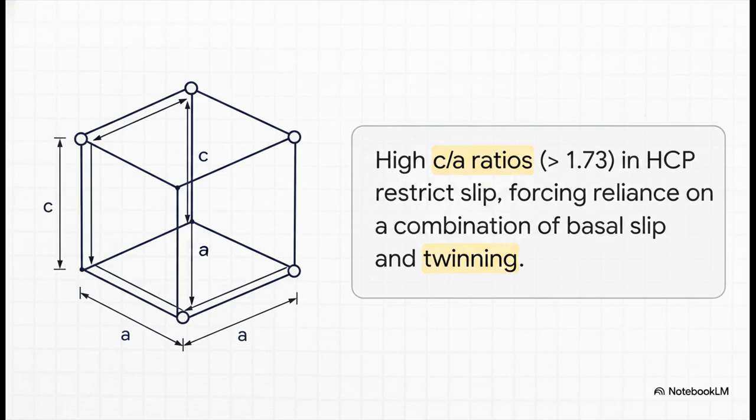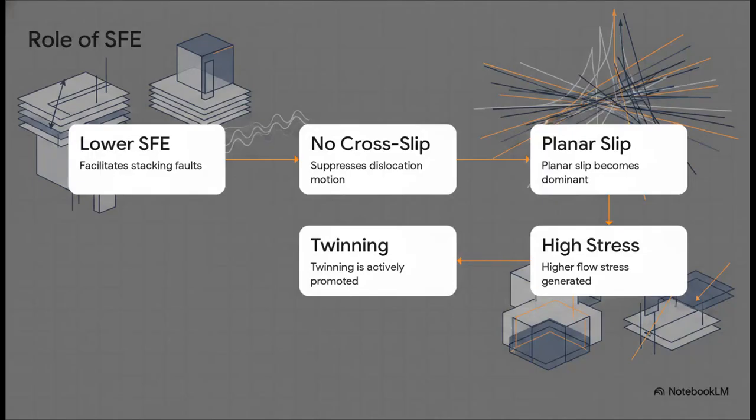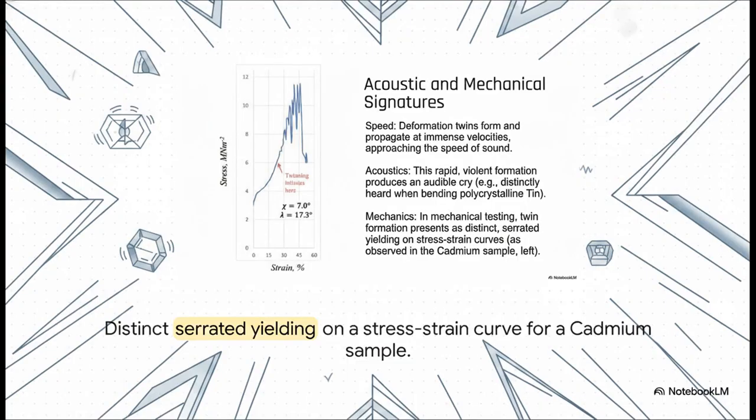deformation without fracturing outright. We can also trace this directly back to stacking fault energy, or SFE. There is a very precise mechanical domino effect happening here. When a material has lower SFE, stacking faults form much more easily. This actively suppresses the cross-slip of dislocations, and because they can't cross-slip, planar slip takes over as dominant. That rapidly generates higher flow stress. And once that flow stress crosses a certain critical threshold, boom, twinning is actively promoted as the brand new path of least resistance.